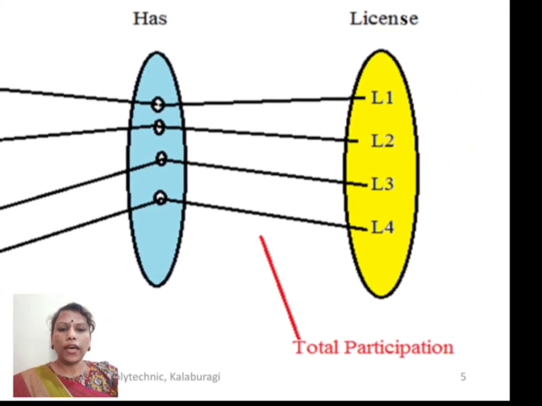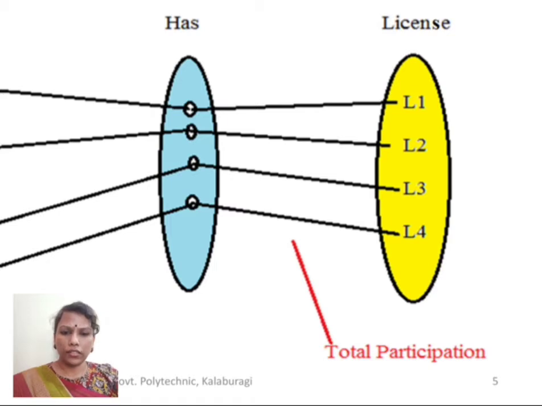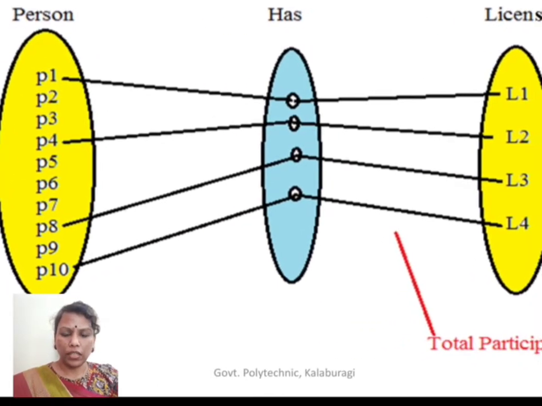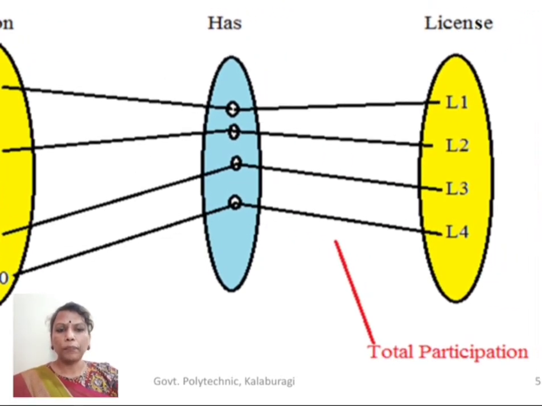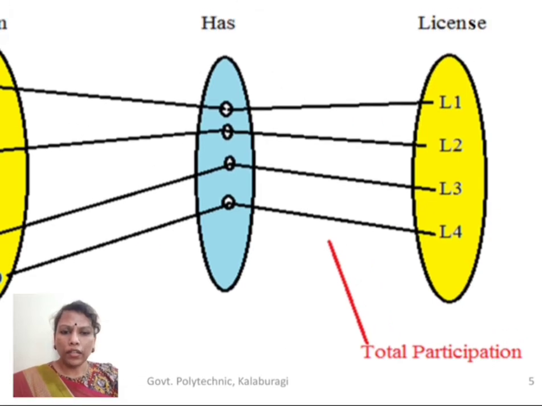Whereas on this side, we have 4 entity instances, L1, L2, L3, L4. There are 4 licenses and all the entities are participating in the has relationship. Okay, understood. So here all the entities of the license entity type are participating in the has relationship. That's why the participation constraint of the license entity type is total participation. Okay.